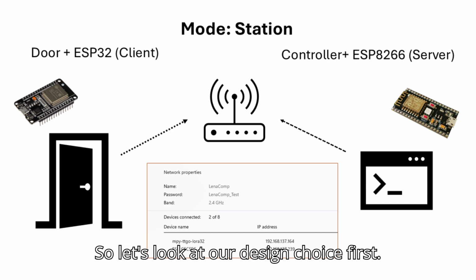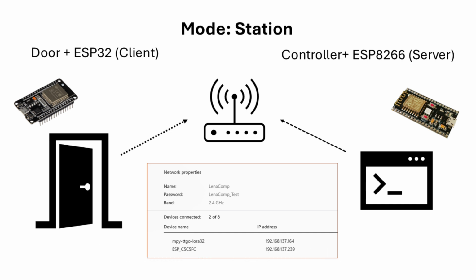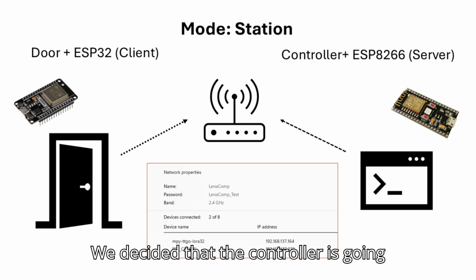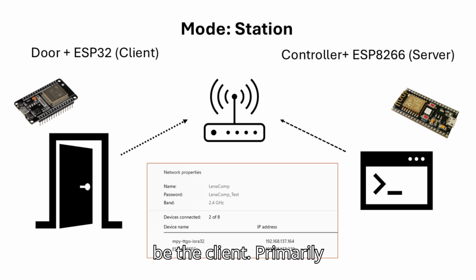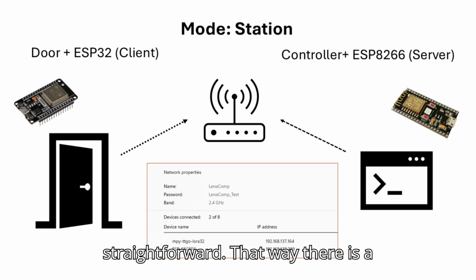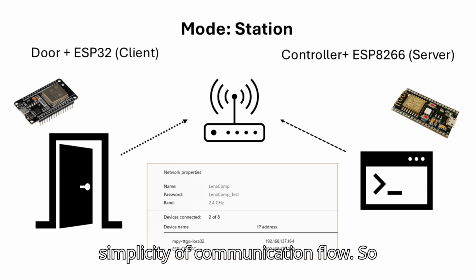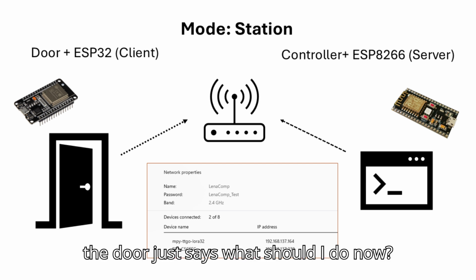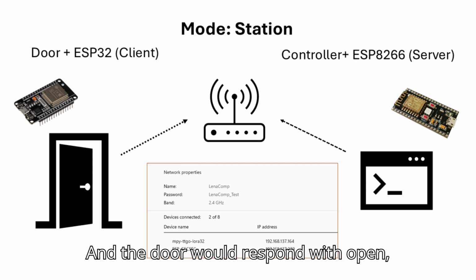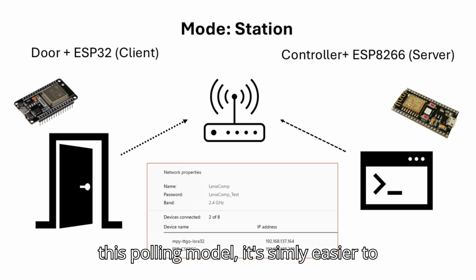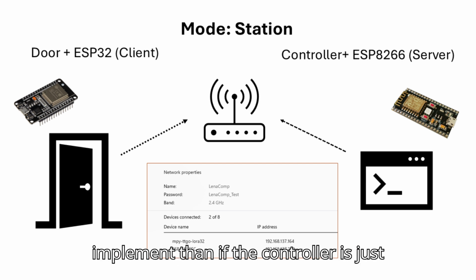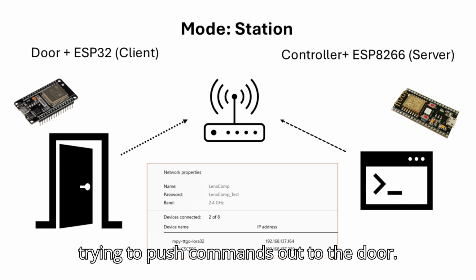So let's look at our design choice first. We decided that the controller is going to be the server and the door is going to be the client. Primarily, it's because it's going to be straightforward. That way, there is a simplicity of communication flow. So the door just says, "What should I do now?" and the controller would respond with "open," "close," or "do nothing." And with this polling model, it's simply easier to implement than if the controller is just trying to push commands out to the door.